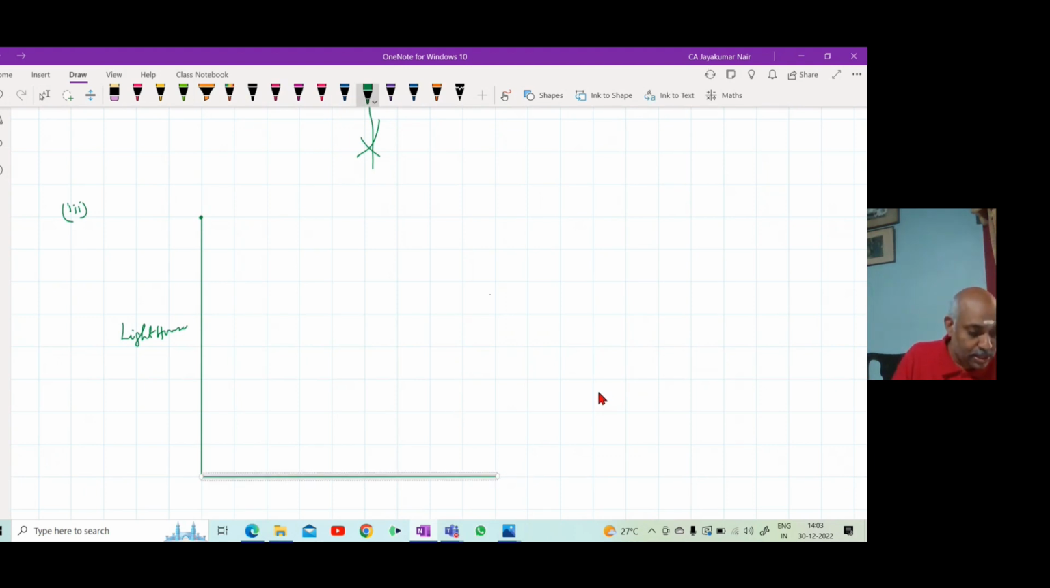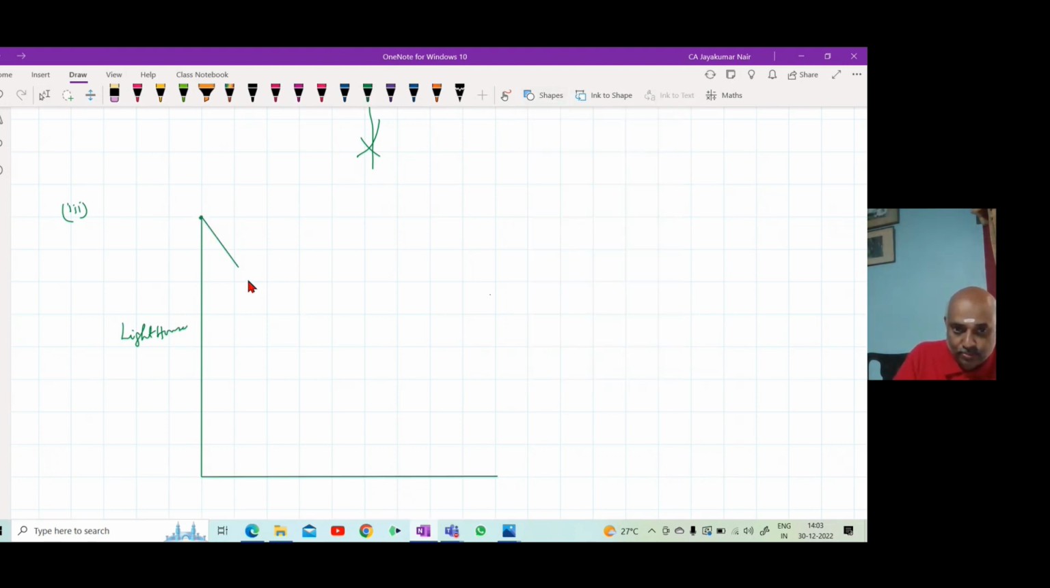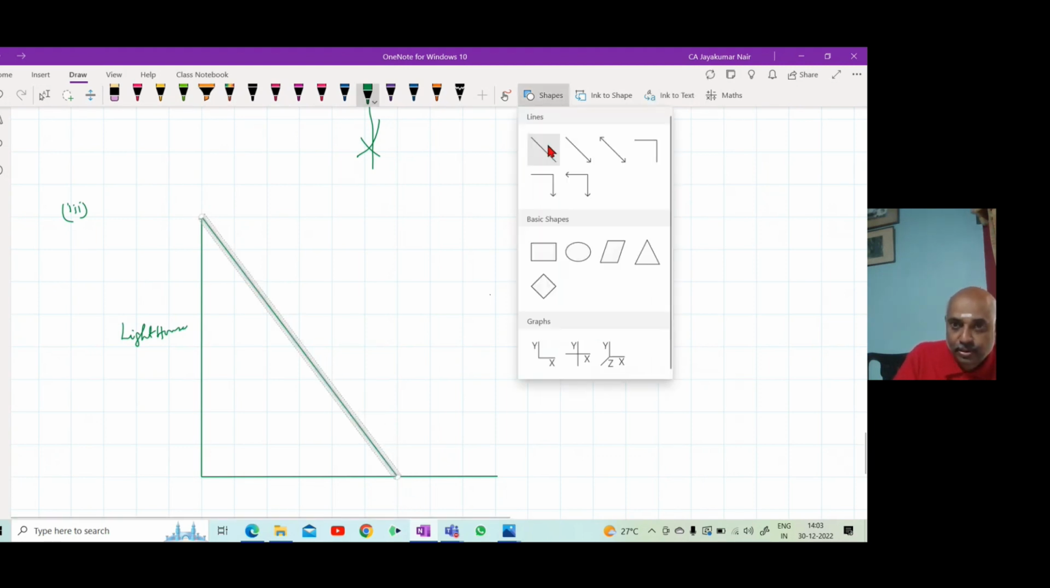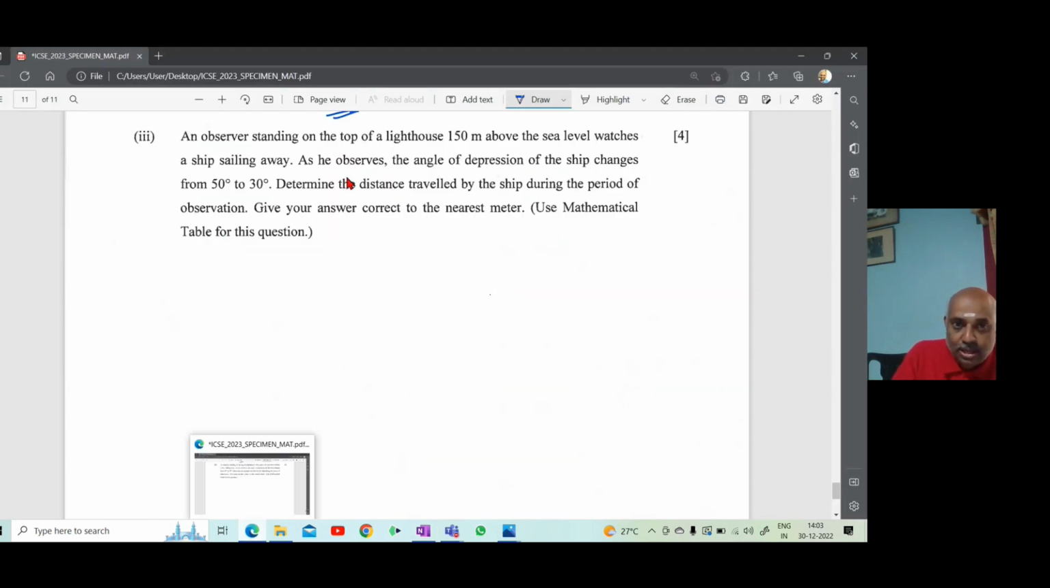You're observing a ship which is sailing away from the lighthouse. So first, when you observe, the ship was here. And after a few minutes, the ship is here. So if you read the question, you'll understand.